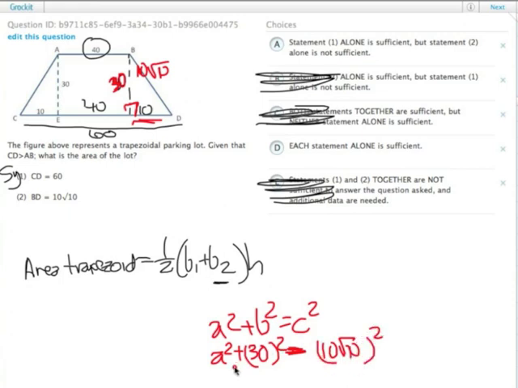We don't actually have to do the math. We just have to know that we could solve for a using that, and so it is sufficient. Each statement alone is sufficient.